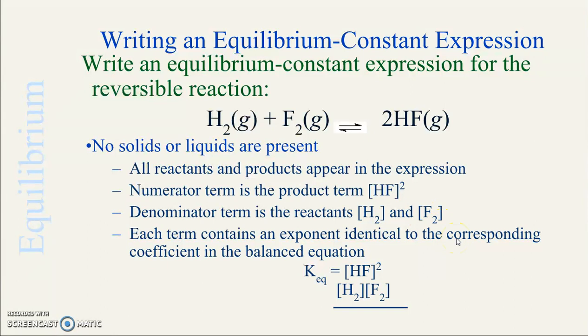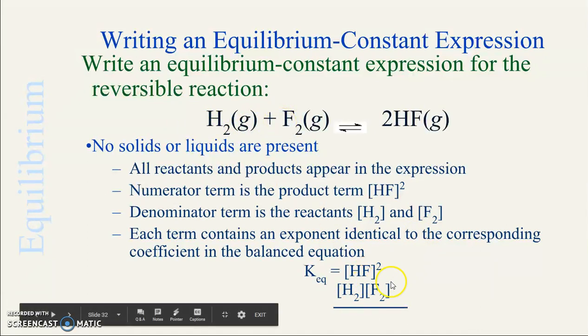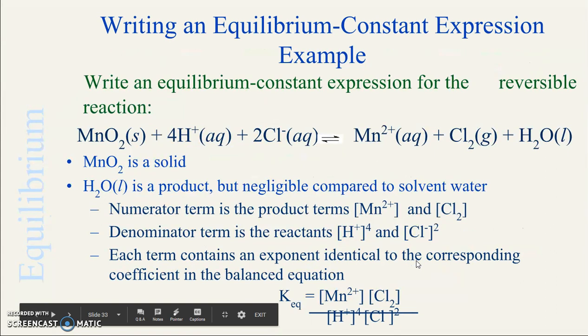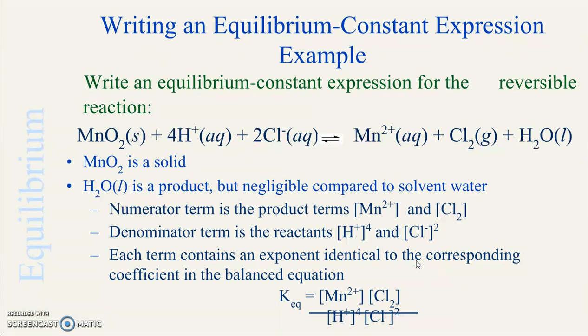So each term contains an exponent identical to the corresponding coefficient. You notice that these do not have coefficients in front of them, so therefore they do not have exponents. But this one has a coefficient in front of it, so it has the exponent. Looking at this one, here's another one to go through.